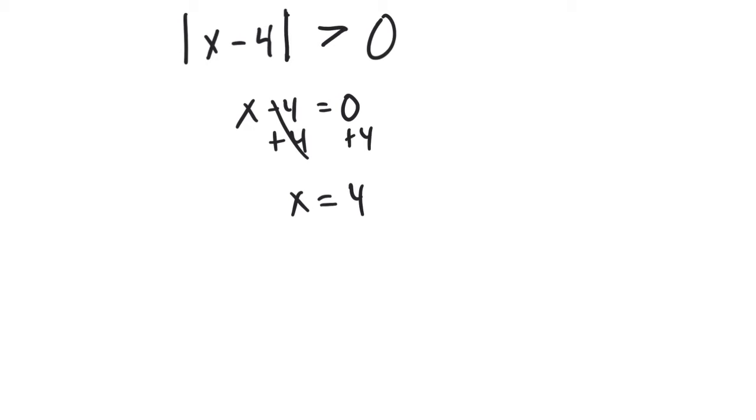So if we add 4 to each side, when x equals 4, that's the only place where we don't have a value that works. Everything else works except for positive 4. So that would be all real numbers except for positive 4.